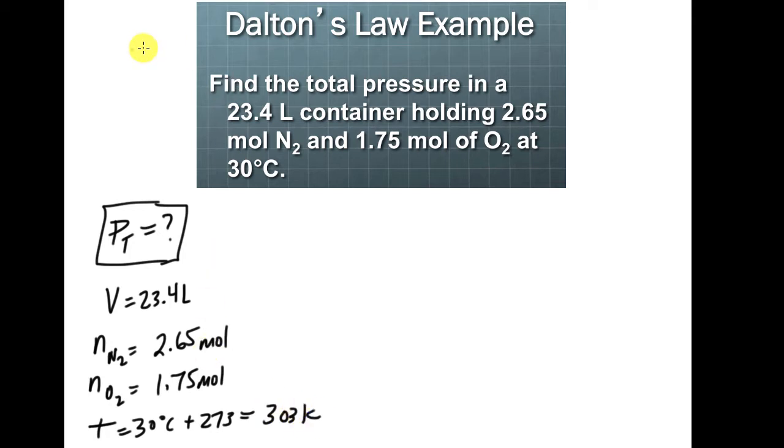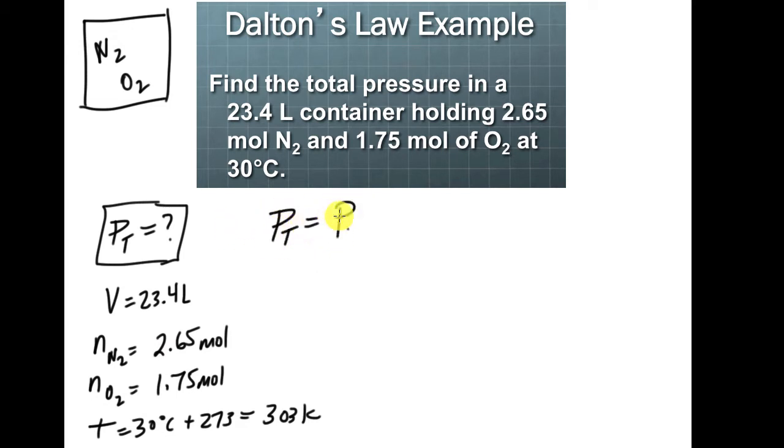303 Kelvin. So the idea is that I have a container, it has nitrogen and it has oxygen gases in it. Okay, so I've got a mixture of these two gases. The volume is the same, the temperature is the same. The only thing that's different is the moles of those two gases. So what I could do is say, okay, total pressure is equal to the partial pressure of nitrogen plus the partial pressure of oxygen.